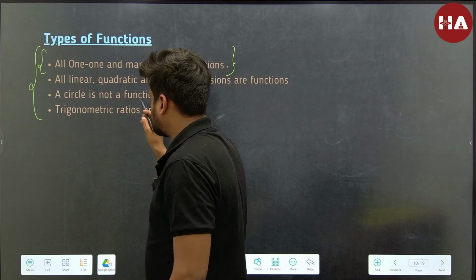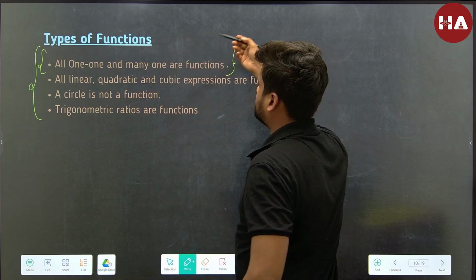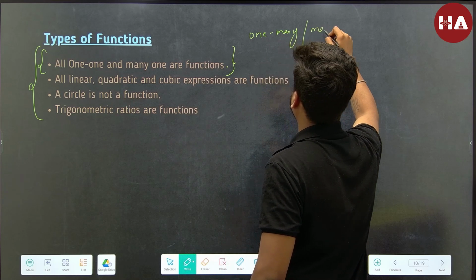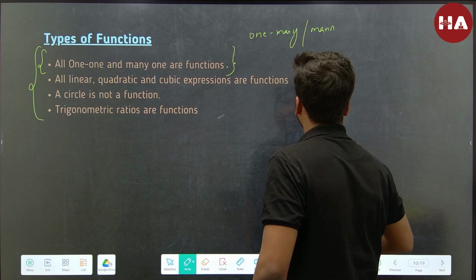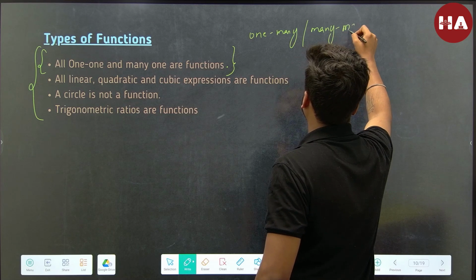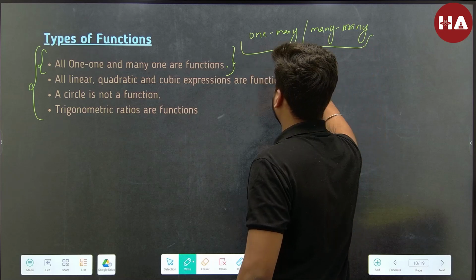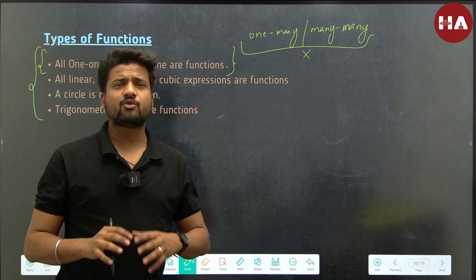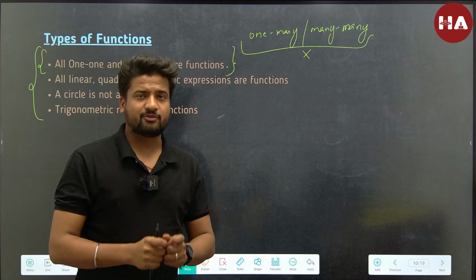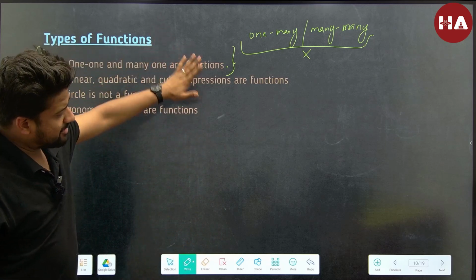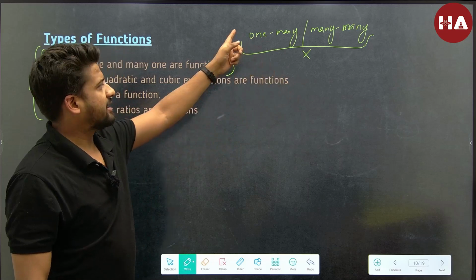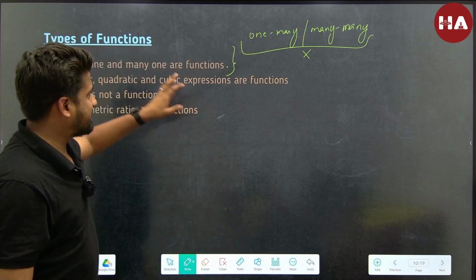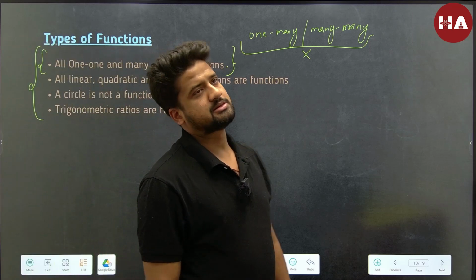But what were the other two? One-many and many-many. These two are not functions. Again, moving back to the definition, a function is one in which every input has only one output, and in both of them the condition was not being met. All right, but in these two, yes, the condition is met.